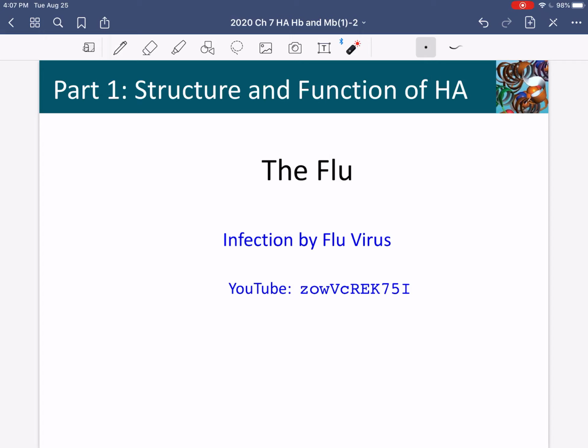Howdy and welcome to your unit on protein function. Now we're going to be doing protein function in two parts. Part 1 is the structure and function of HA, the influenza virus hemagglutinin spike protein. And part 2 is hemoglobin and myoglobin.